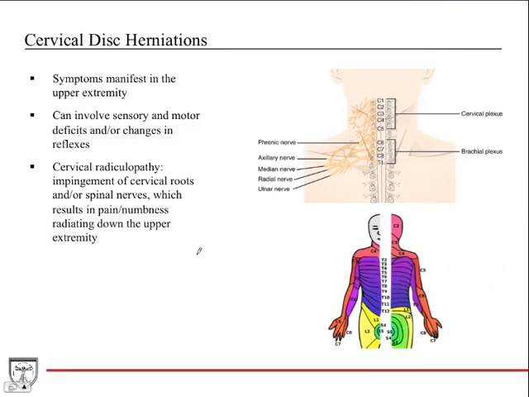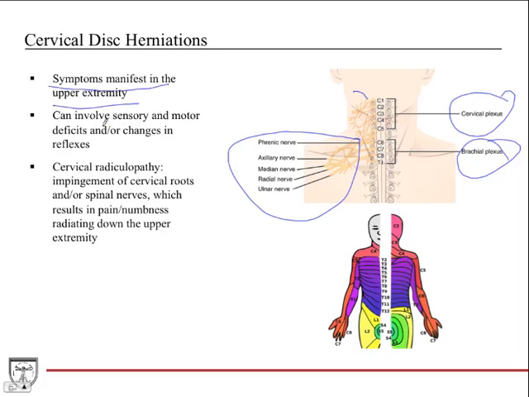Now, the presentation of cervical disc herniations. The cervical nerves go on to form the cervical plexus and the brachial plexus, okay? The brachial plexus is what goes on to innervate the upper extremity, the arm, okay? So the symptoms often manifest in the upper extremity. They can involve both sensory and motor deficits, and they can also affect reflexes, okay? If you look at the dermatome map of the upper extremity, so C4 here, C5 here, C6, C8, C7. Disc herniations that affect these spinal nerves can potentially cause symptoms in these regions, numbness, tingling, depending on which nerve is affected.